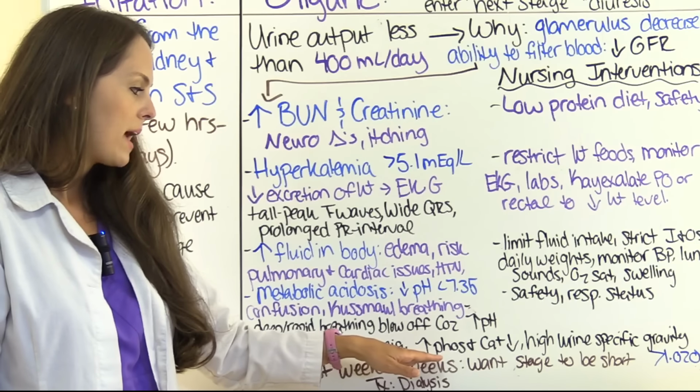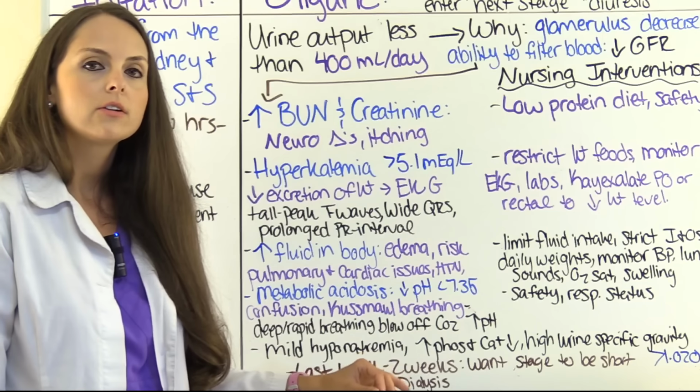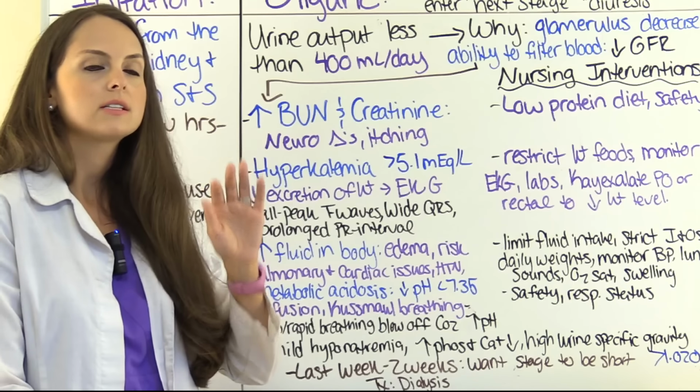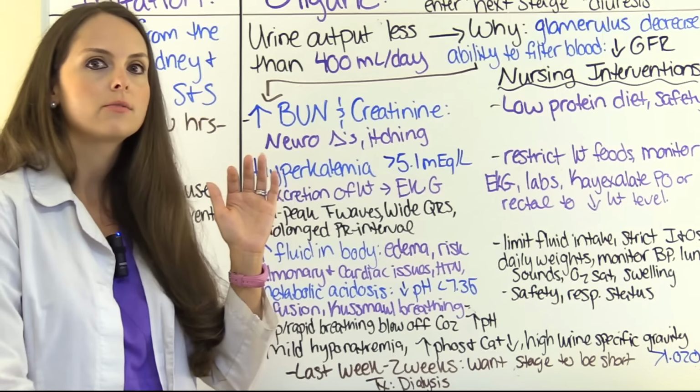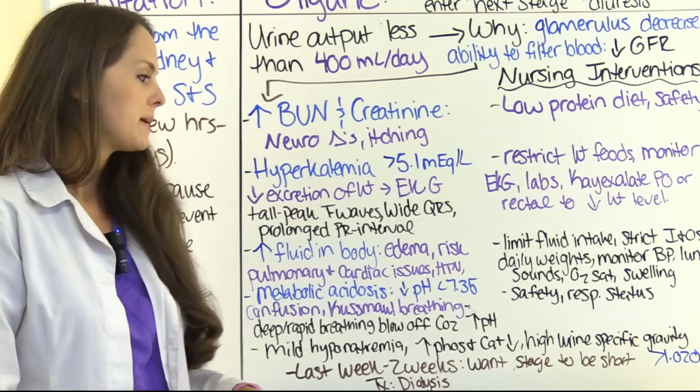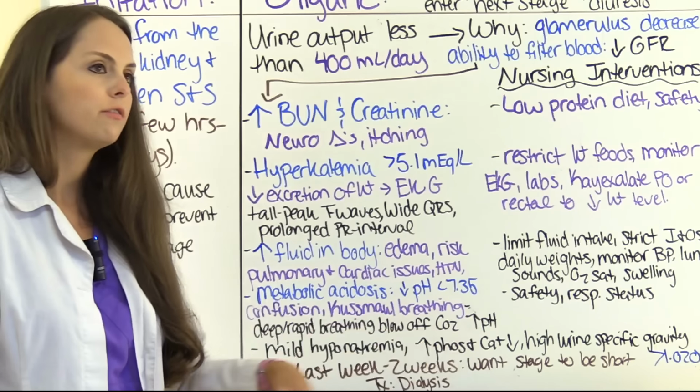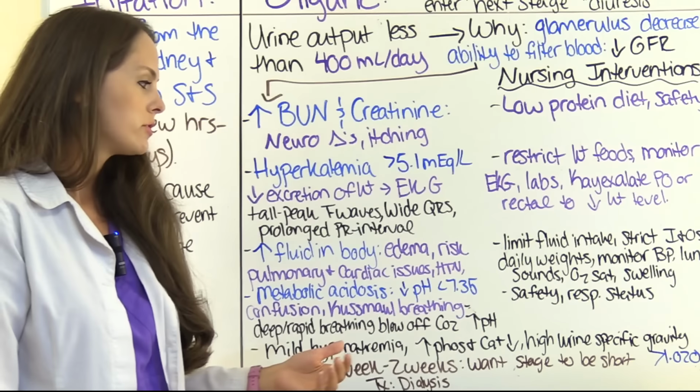Also, they may have an increased phosphate level and a decreased calcium level, because remember, phosphate and calcium are opposites. If one's high, the other one's low, or vice versa. So you'll want to restrict their phosphate foods and monitor that.